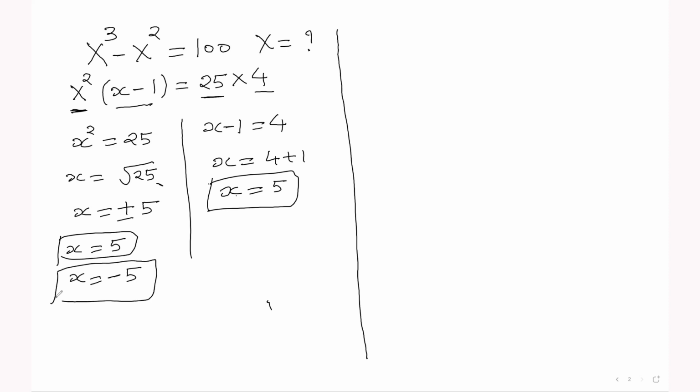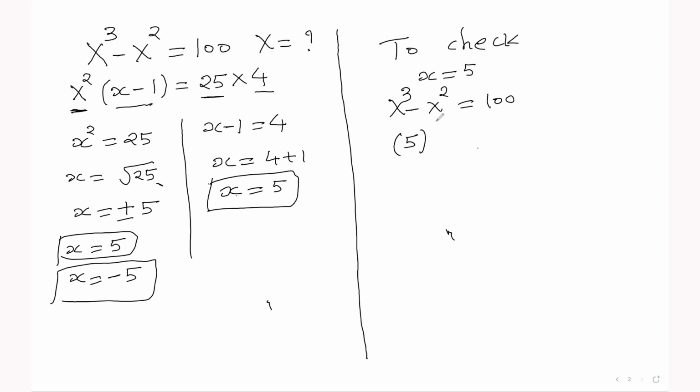But now we will check which is correct. To check, at first I will just check x equal to 5 value. So for that, I got to put that in the equation x cube minus x square equal to 100. If it satisfies the equation, then it is a correct solution. So I'll plug in the value x equal to 5.